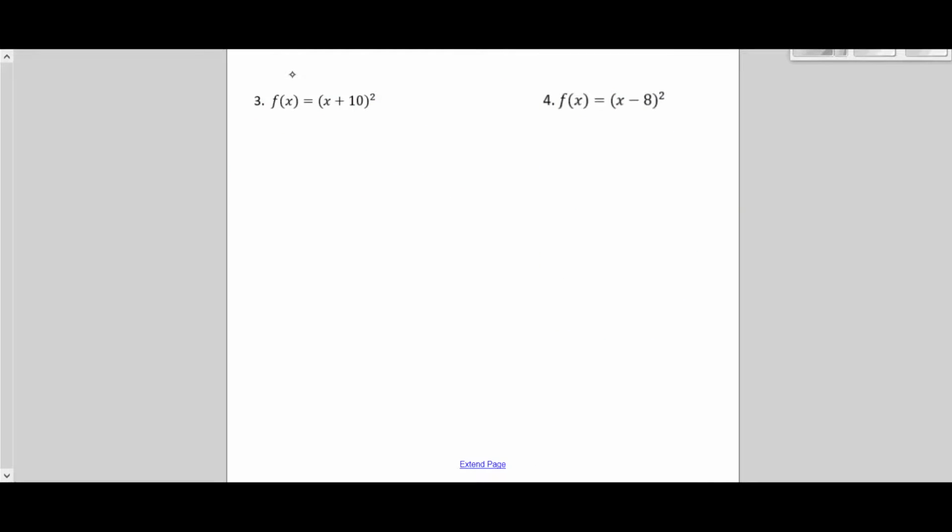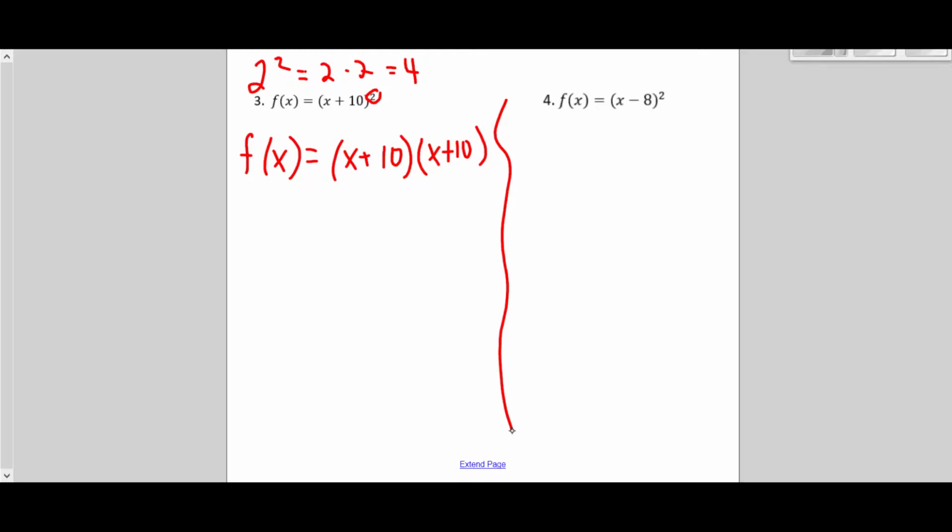3 and 4 are going to be similar to how we did 1 and 2. There's just one little difference, which is that now you only see one term. You have x plus 10 squared in number 3. Remember, if you think of a number squared, like 2 squared, that means I'm multiplying 2 by itself. So I do 2 times 2, which is 4. It's the same idea here. When you see the square, that means to write that set of parentheses out twice. So I would write f of x equals x plus 10 times x plus 10. And then I would FOIL or use the box method to do this one.